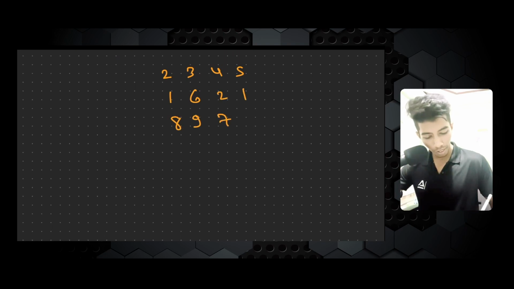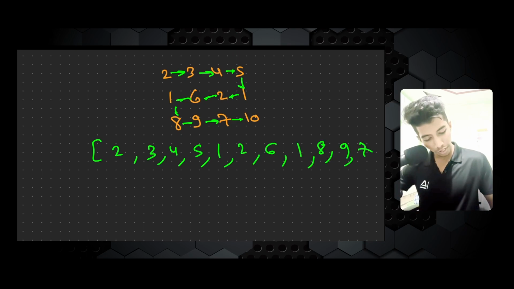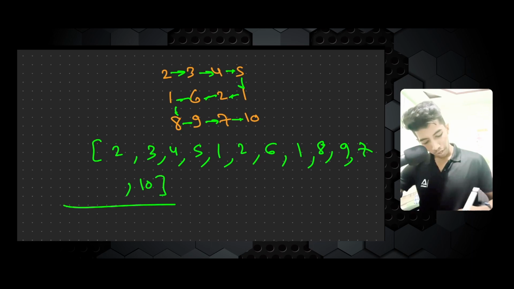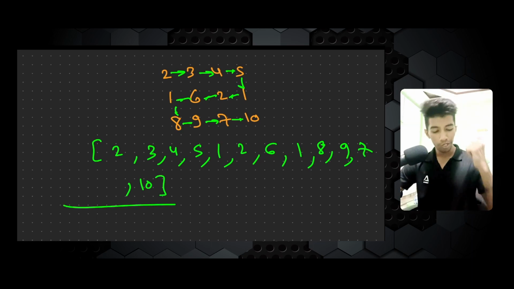Like if you are given one matrix like this, 2, 3, 4, 5, 1, 6, 2, 1, 8, 9, 7, 10. So how will your matrix be printed? It will be printed like this, and your output should look like 2, 3, 4, 5, 1, 2, 6, 1, 8, 9, 7 and 10. Like this you have to do in this snake problem. Now let's see how you can do it.